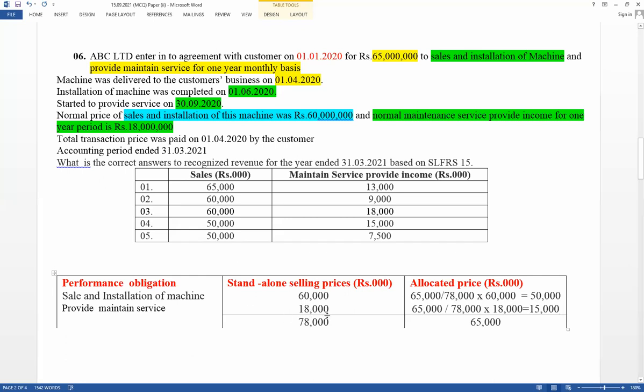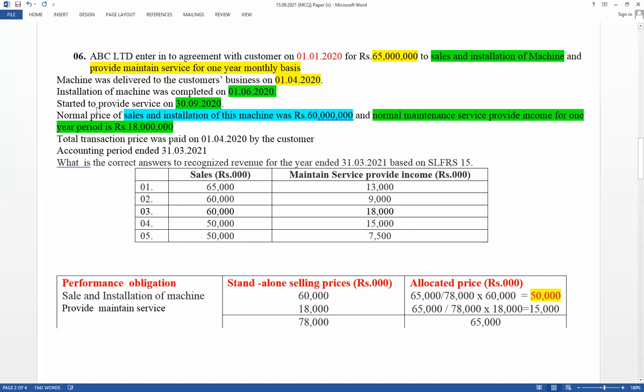The first thing, sales and installation of machine, was completed. When a performance obligation is satisfied, revenue can be recognized. The machine was sold and installed, and that is finished. The given date is 1st July 2020. By 1st July 2020 the sale and installation were finished. Therefore, 50,000 can be considered as income for sales and installation of machine.